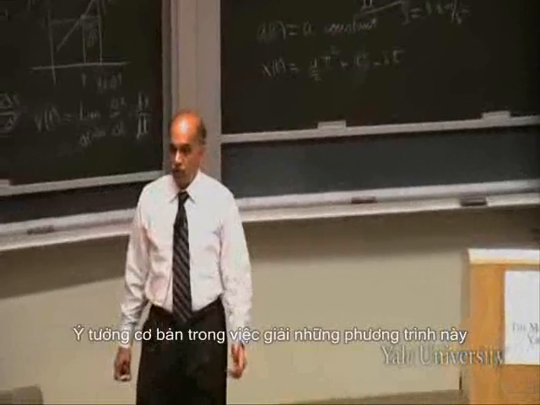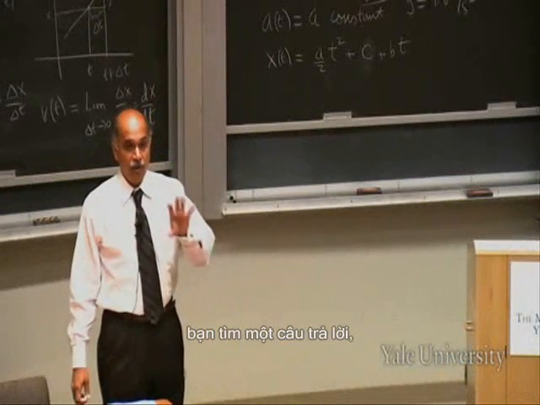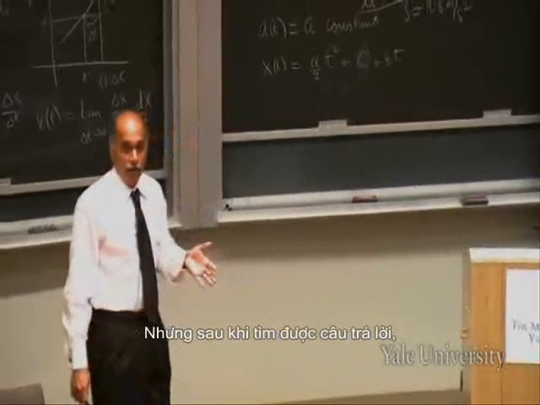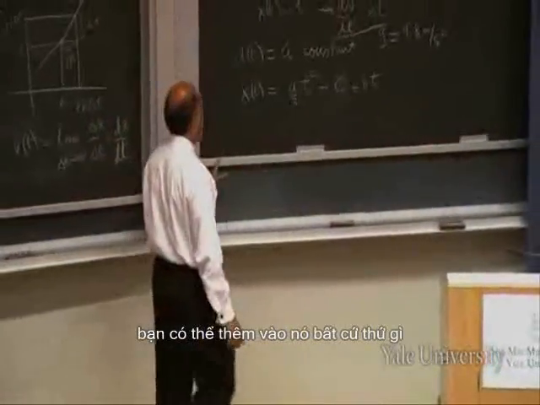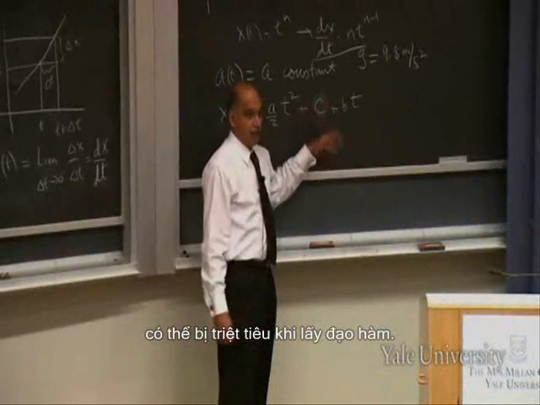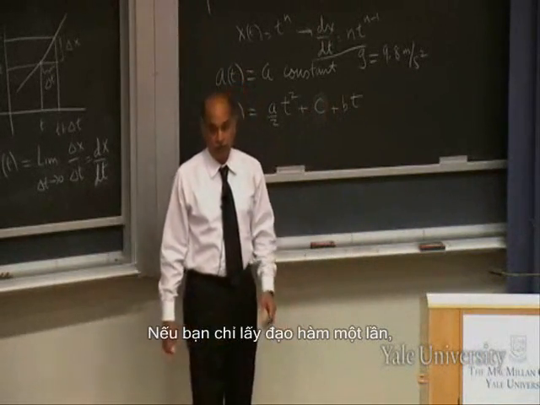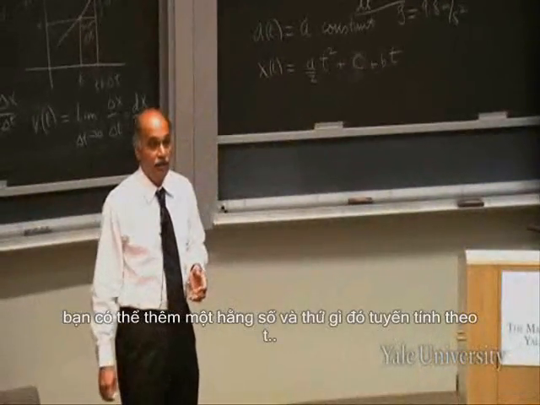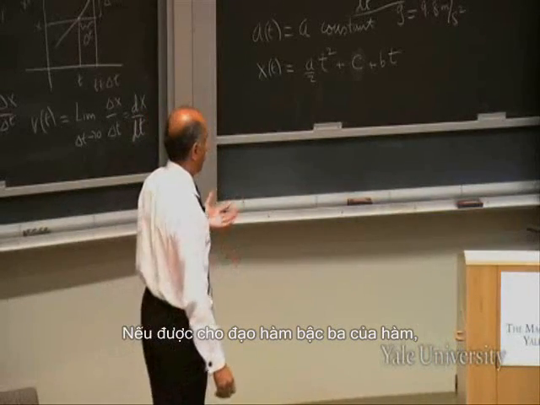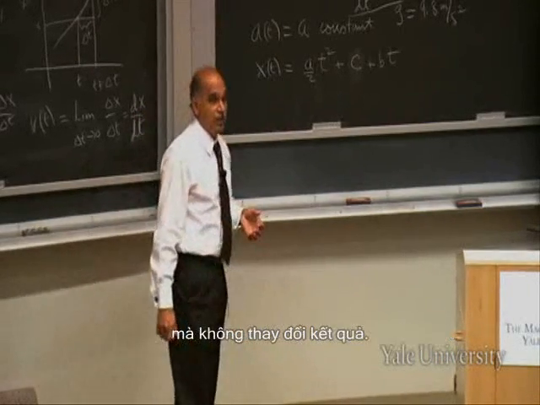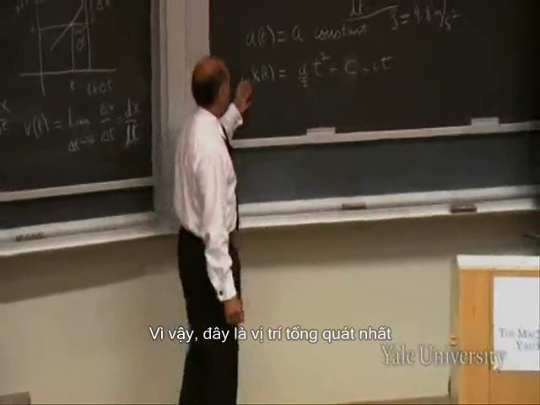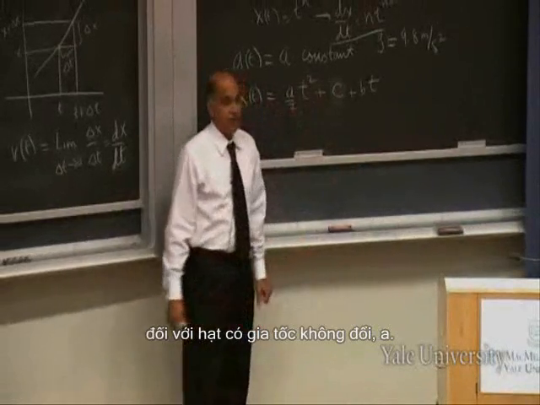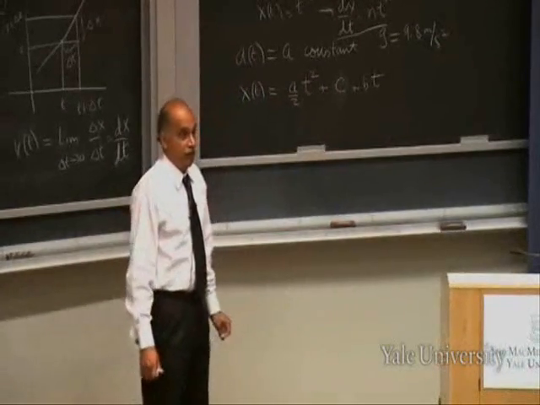The basic idea in solving these equations, in integrating, is you find one answer so that when you take enough derivatives, the function does what it is supposed to do. But then, having found one answer, you can add to it anything that gets killed by the act of taking derivatives. If you're taking only one derivative, you can add a constant. If you're taking two derivatives, you can add a constant and something linear in t. If you knew only the third derivative of the function, you can add something quadratic in t without changing the outcome. So this is the most general position for a particle of constant acceleration, a.